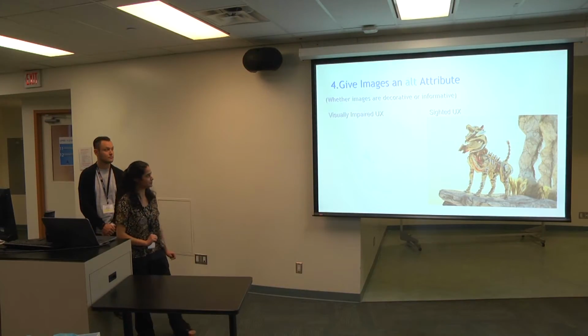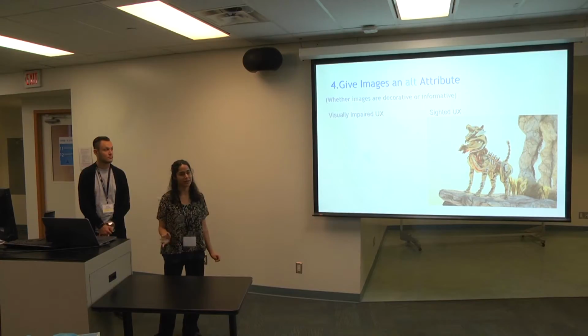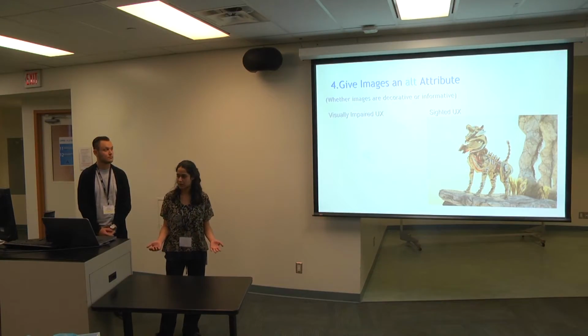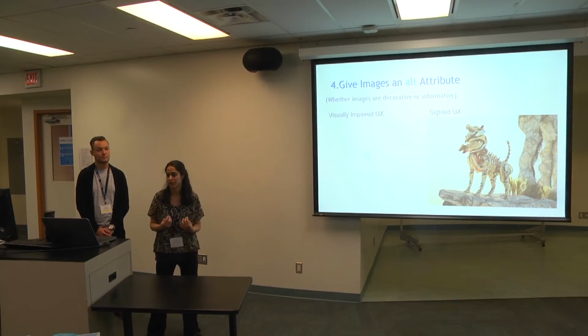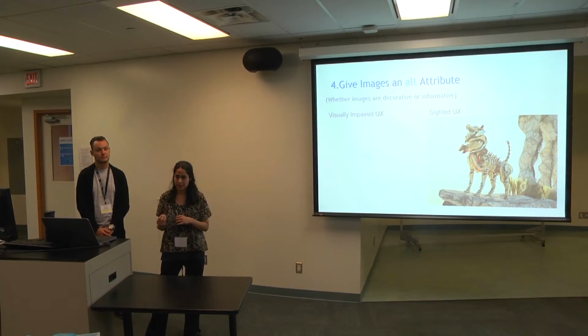Rule number 4, give all images an alt attribute, whether they're descriptive or informative. Why is that? Well, you want the user to have the same user experience no matter what. Let's say you're using the color blue in your application to evoke a certain emotion in the user. You want the person who's visually impaired to have this exact same user experience.